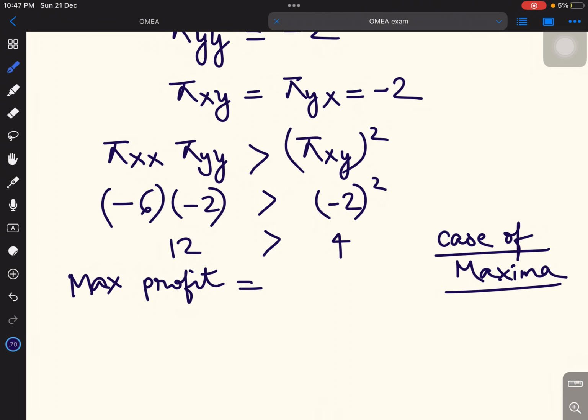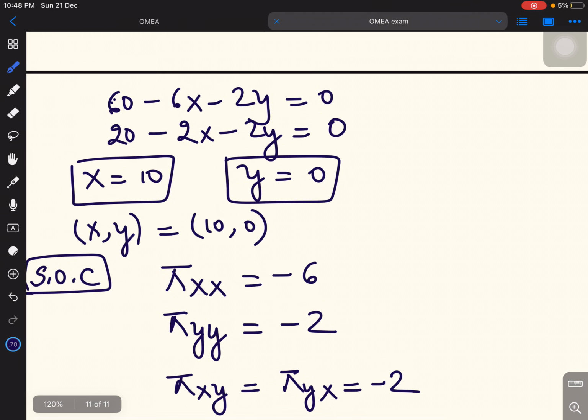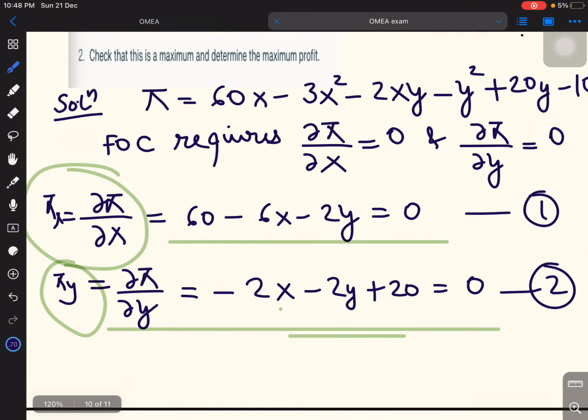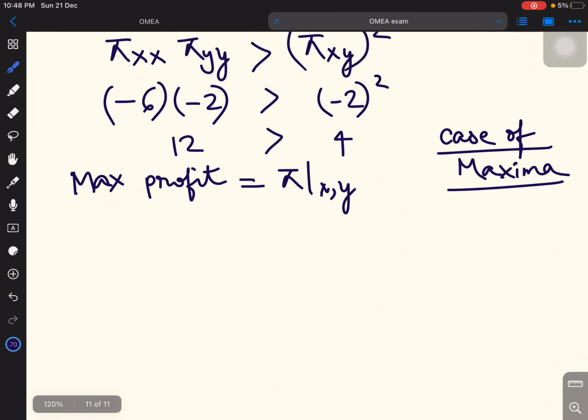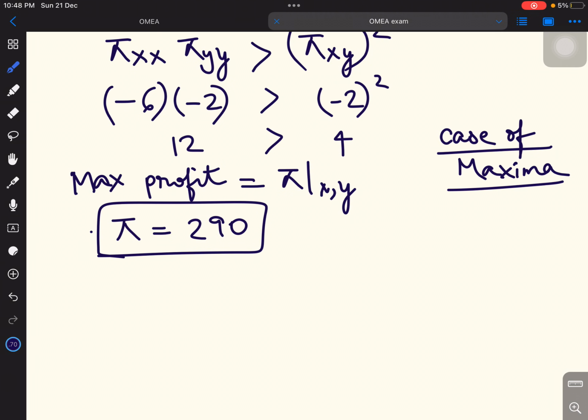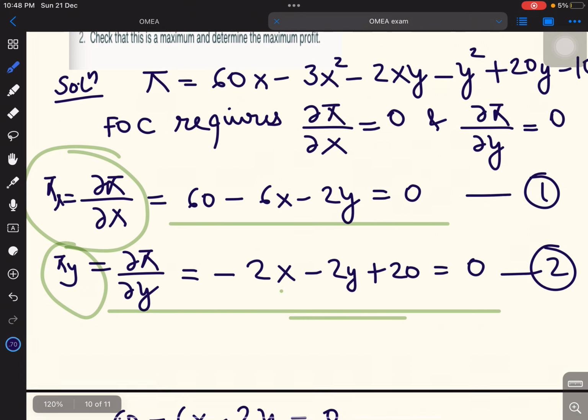The maximum profit pi xy: by putting in the profit equation the values of x equal to 10 and y equal to 0, incorporating it in the profit equation further back, we get 60x minus 3x square minus 0, 0. So the profit will come out to be equivalent to 290. So this is the maximum profit that is there.